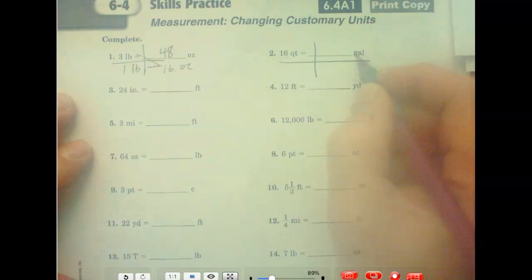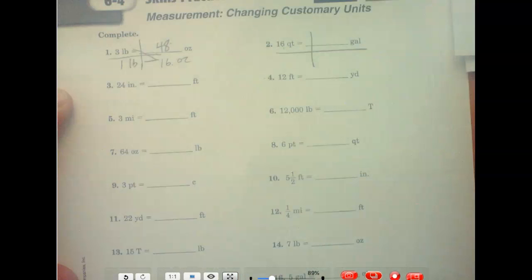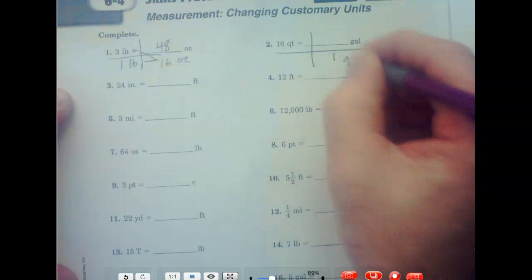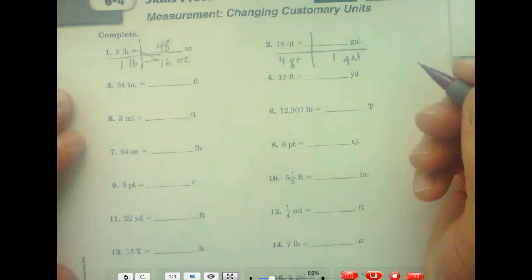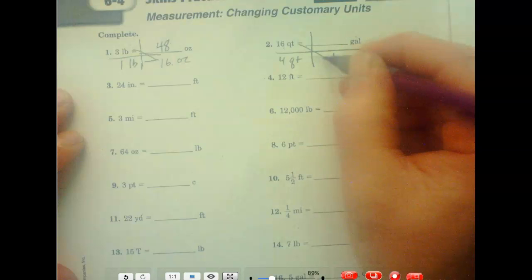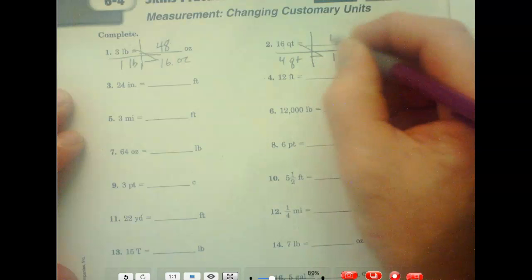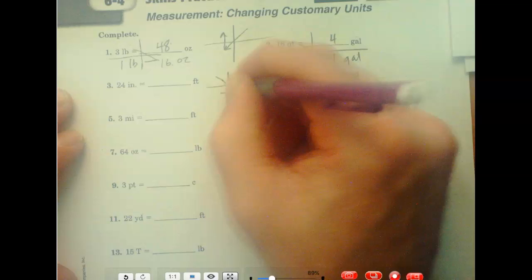16 quarts is how many gallons? Well, again, on the cheat sheet, quarts and gallons. 1 gallon, 4 quarts. So 1 gallon, 4 quarts. See how I make sure to get my labels lined up? Gallons, gallons, quarts, quarts. 16 times 1 is 16. Divide by 4 is 4. Just remember that in the box, you always multiply diagonally first and then divide. You can do that a number of ways. You always multiply and then divide.